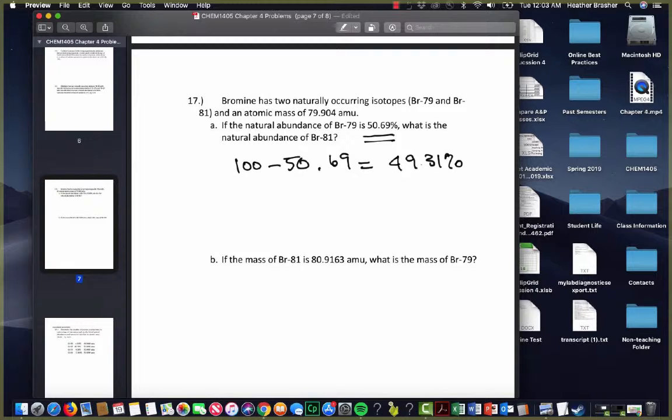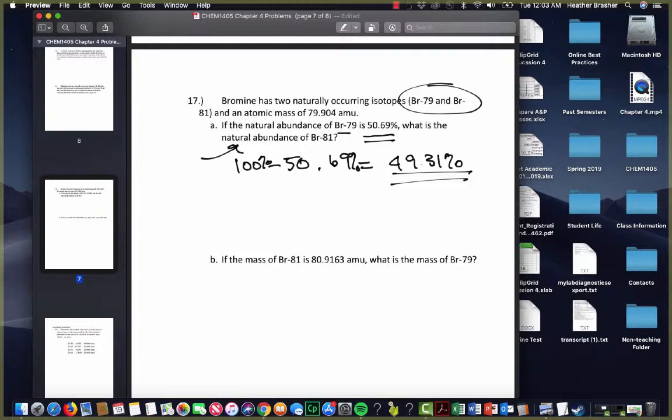And so, yeah, if it says the natural abundance of this is 50.69%, then what's the other one? Because there's only two of them here, right? And so you start with 100% and you subtract the percent here, and that's what you get for the first part. Now, the second part says, if the mass of Br-81 is 80.9163 AMU, what is the mass of Br-79?